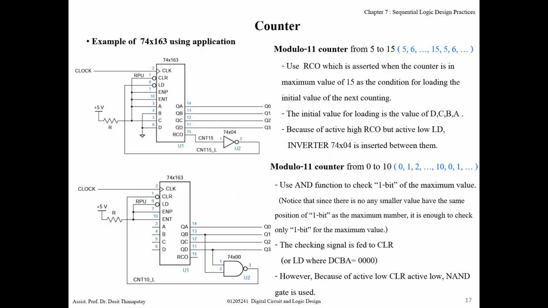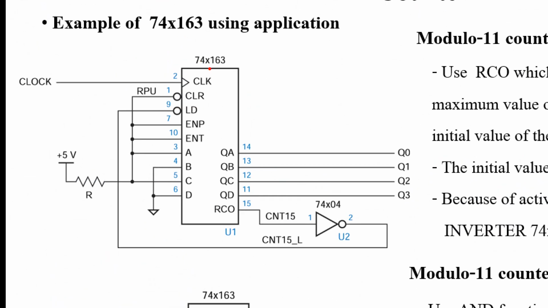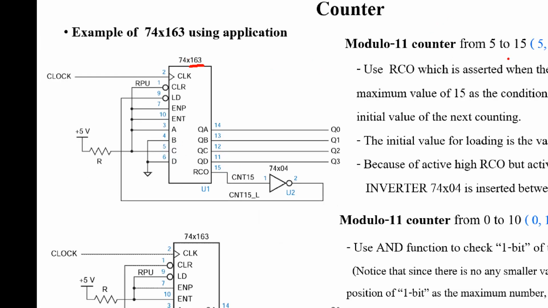Now, if I want to count from 5 to 15 by using this 163 counter, what should I do? I want to count from 5 to 15. 15 is 1111, right? So when it becomes 1111, RCO will be active. So we can use this RCO signal to load.